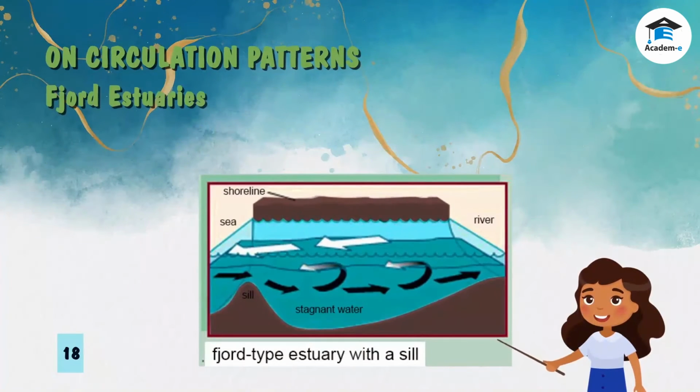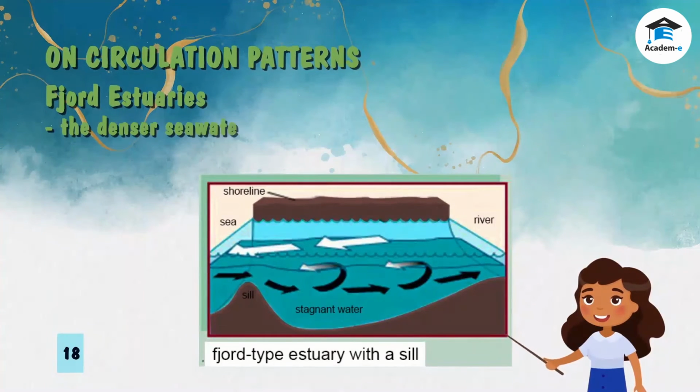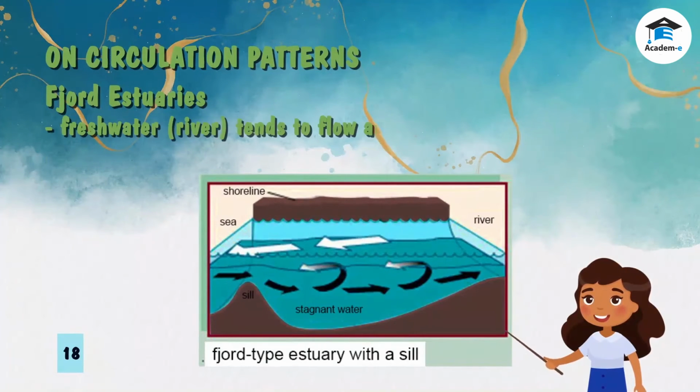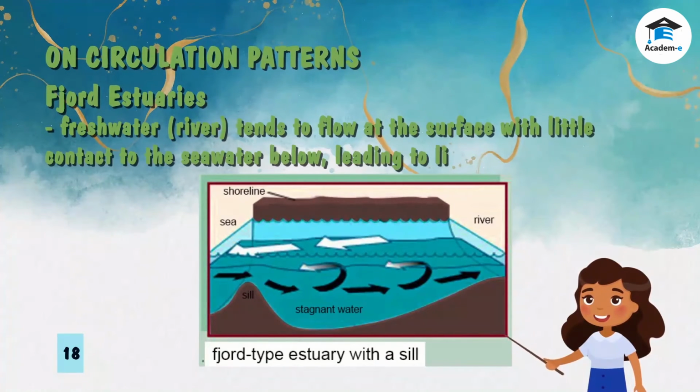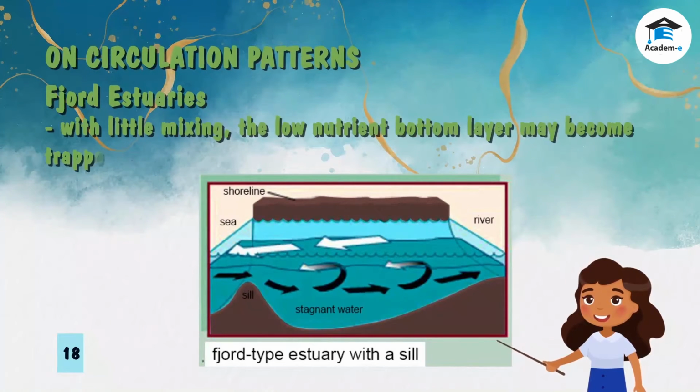Fjord estuaries. Fjord circulation patterns are found in fjord estuaries. These areas have high freshwater input and lower seawater content. The denser seawater cannot easily move up from the opening to the ocean. With this, freshwater river tends to flow at the surface with little contact to the seawater below, leading to little tidal mixing. With little mixing, the low nutrient bottom layer may become trapped in the sill.